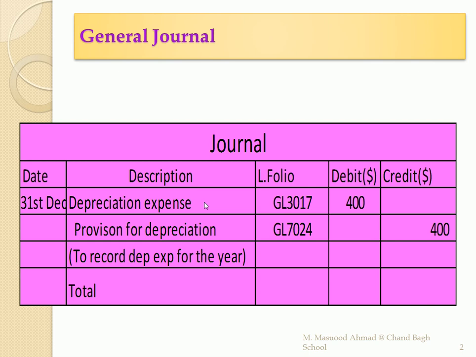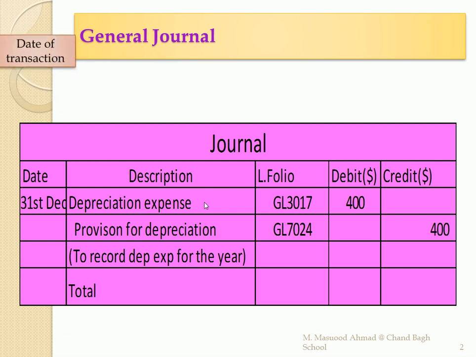Initially he writes the transaction here, in which he mentions that I will debit this account and credit that account. That is just for his own memorization. It is not a part of the double entry system. So the first column is for date, the other one is for description, then ledger folio. The last two columns, the first one is for debit amount and the other one is for credit amount. So the monetary value will be written in the debit and credit columns.